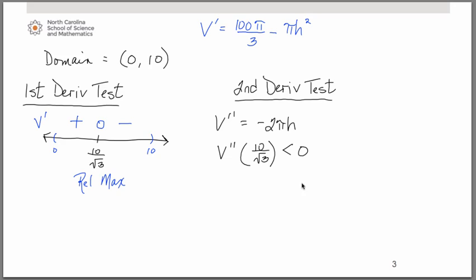So think about what that tells us. Since the second derivative at this particular point is less than 0, remember that means we have a concave down segment on the curve, and because of that, we have a relative maximum. So either way, by using the first derivative test or the second, you are able to prove that at 10 over square root of 3, we do indeed have a relative maximum. Now we simply have to answer the question, which was to find the volume of the largest cone possible.